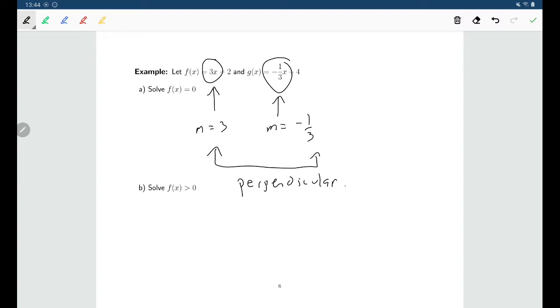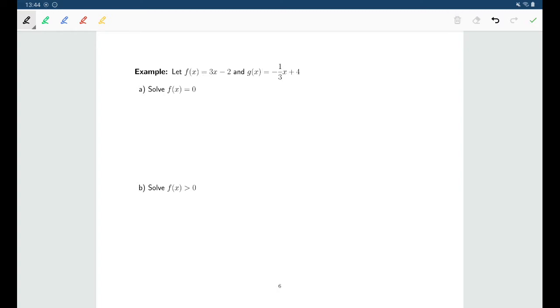So, spoiler alert, we're going to be graphing both of these lines on the same axes at some point, and so when I do that, you'll see that these two lines should meet at a nice 90-degree angle. But back to the question itself.